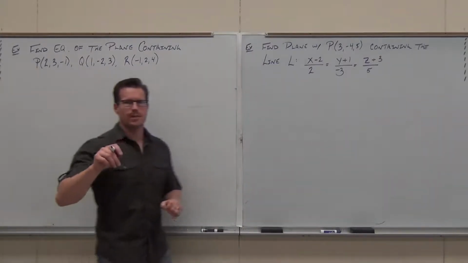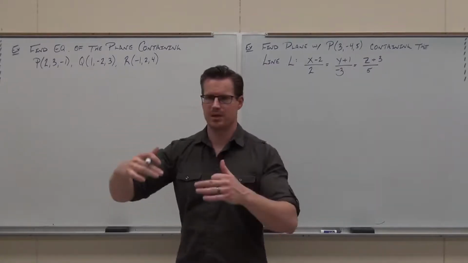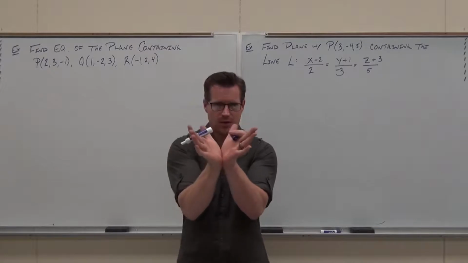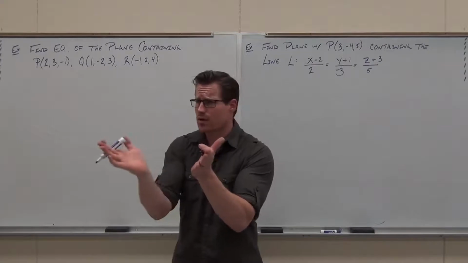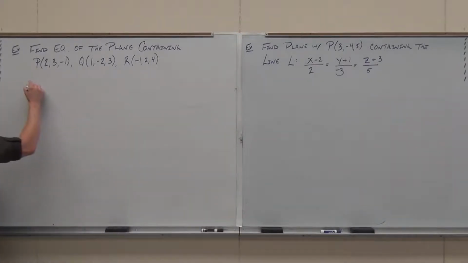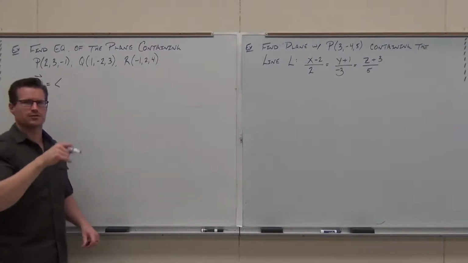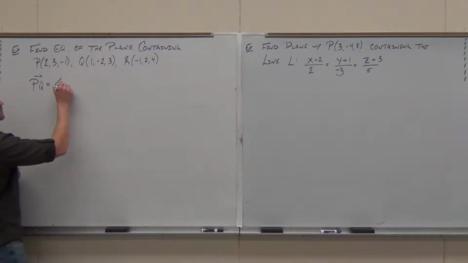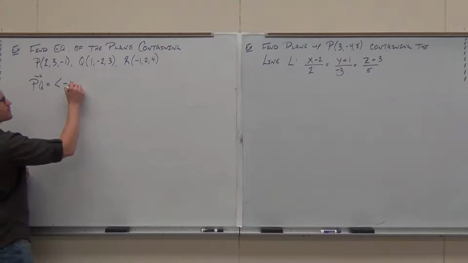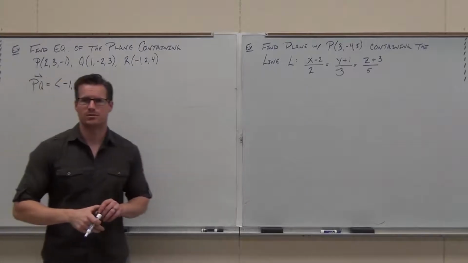One piece of advice though: you have to use the same point twice. If you're going to go P to Q, you have to go P to R, because you need that cross product to actually work from that, let's call it a pivot point. From P or Q or R, it doesn't matter, but I'm going to do it this way. I'm going to find PQ, the vector from P to Q. Help me out with it. Let's work quickly. What is it? -1, -5, 1. That's the vector from P to Q, for sure.